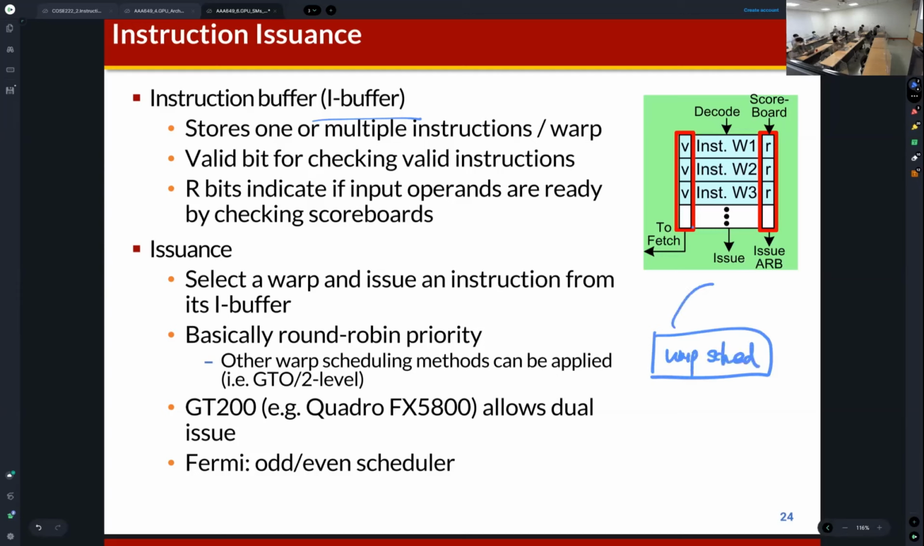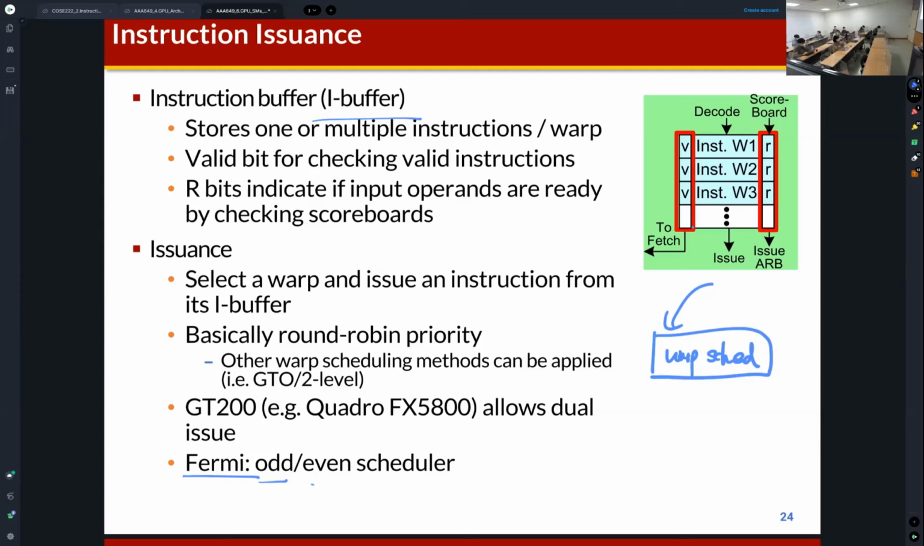And then multiple warps are assigned to a certain warp scheduler, for example, warps number 0 to 11. Actually, in the GPGPU-Sim, in the Fermi architecture, there are two warp schedulers per SM. The Fermi has the odd and even schedulers, which means that odd warps are scheduled to the odd scheduler, and even warps are scheduled to the even scheduler.